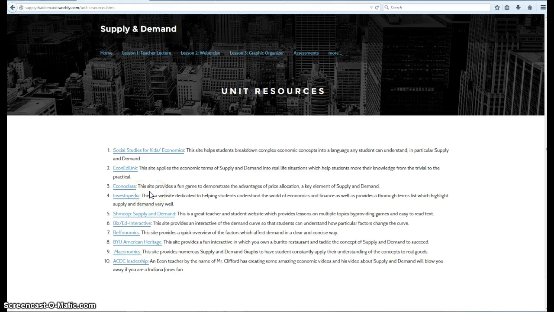So in total, that's my digital unit plan. I just really want students to understand the concept of supply and demand, and this digital unit plan really helps because the kind of technology we have now makes teaching this type of really dry material something that's really interactive and fun.